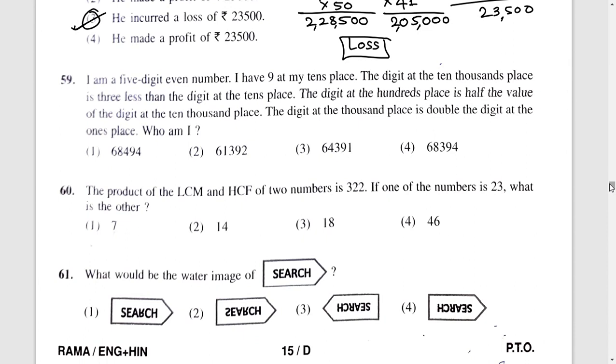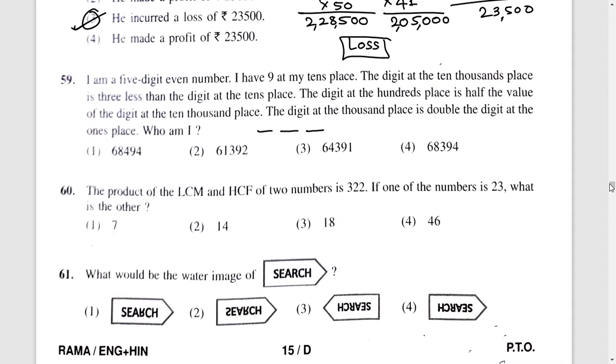59th question. I am a 5-digit even number. I have 9 at my tens place. The digit at the tens place. So you don't know the number, then you just draw like this: 1, 2, 3, 4, 5. So a 5-digit number is there. It is ones place, tens place, hundreds place, thousands place, and 10,000s place.